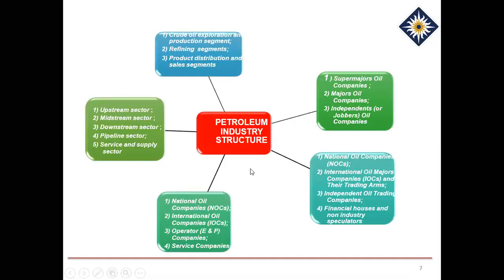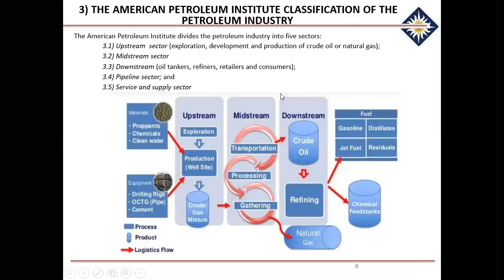So as I said, for the petroleum industry structure, we divide the sector into upstream, midstream, and downstream. On the other side, we have exploration and production, we refine the oil and we distribute it, and so on. So now we look at it. What is upstream? What is midstream? And what is downstream?